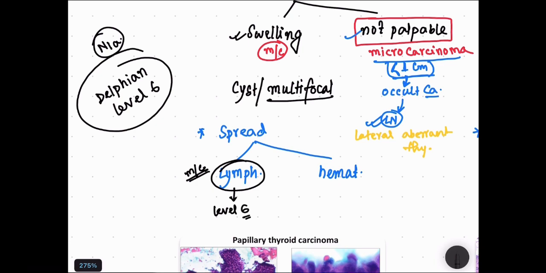But hematogenous spread may also happen, and that too to the lungs. This is most common to the lungs. We'll be discussing and summarizing everything in a box manner. We'll be doing everything there, so please be patient here and understand whatever I am saying now.